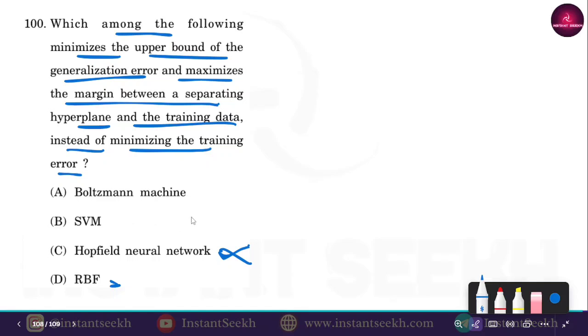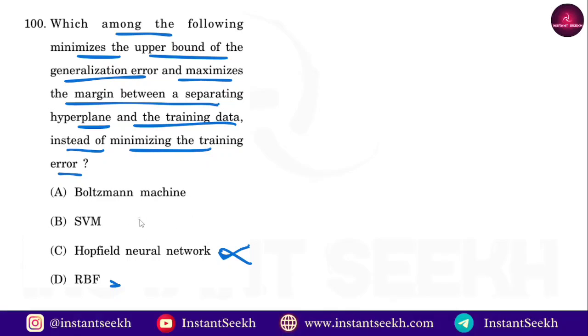Next, we have SVM. SVM is support vector machine, which is used to maximize the margin between the hyperplane and the data points. So this will be your right answer, that is SVM. It is used to maximize the margin between the separating hyperplanes and the respective training data points.